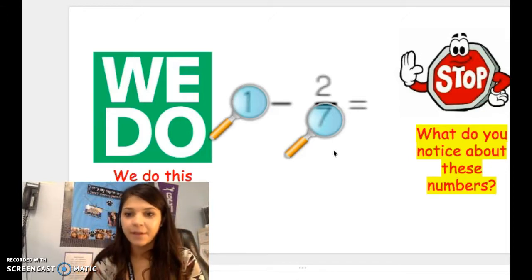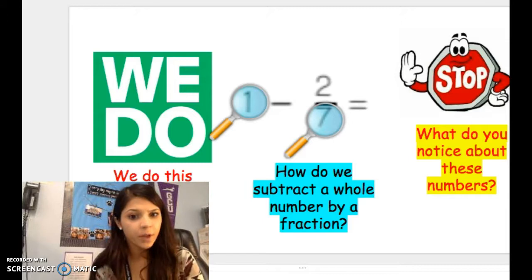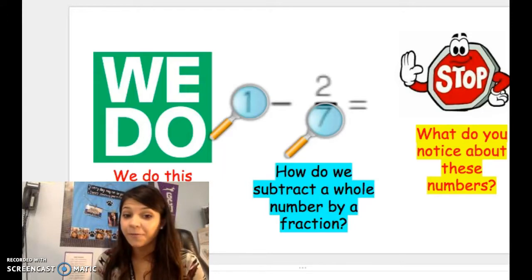Don't worry, I'm going to explain how to do it in just a second. But I want you to take note of something. How do we subtract a fraction from a whole number? Well, let's review our rules for subtracting fractions. We know that we cannot add or subtract fractions if the denominators are not the same.